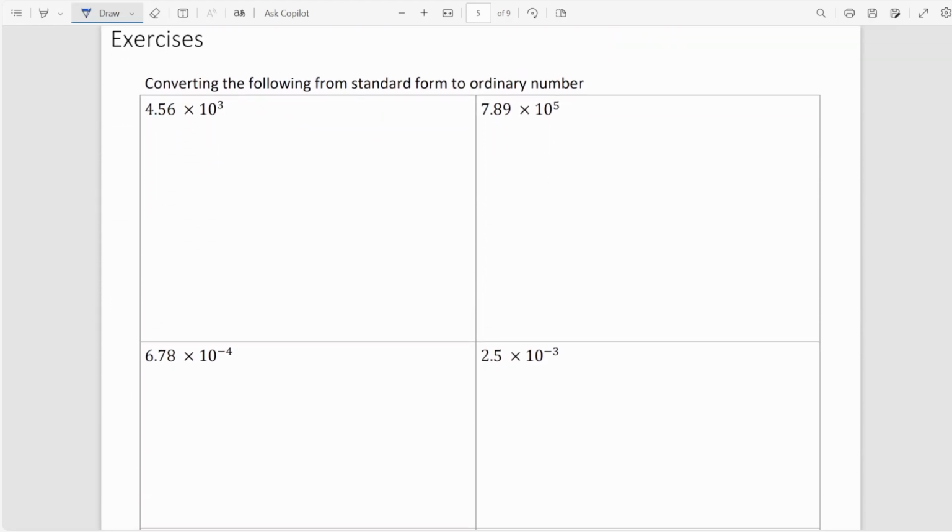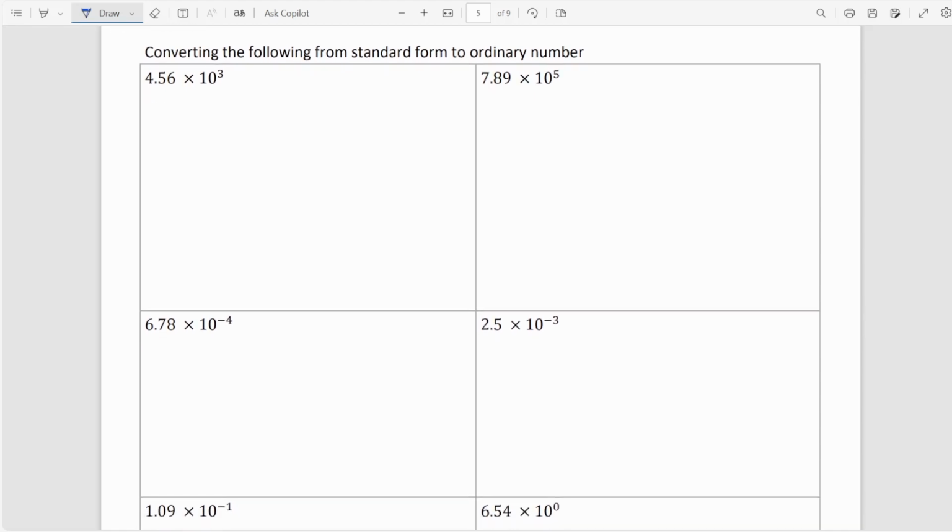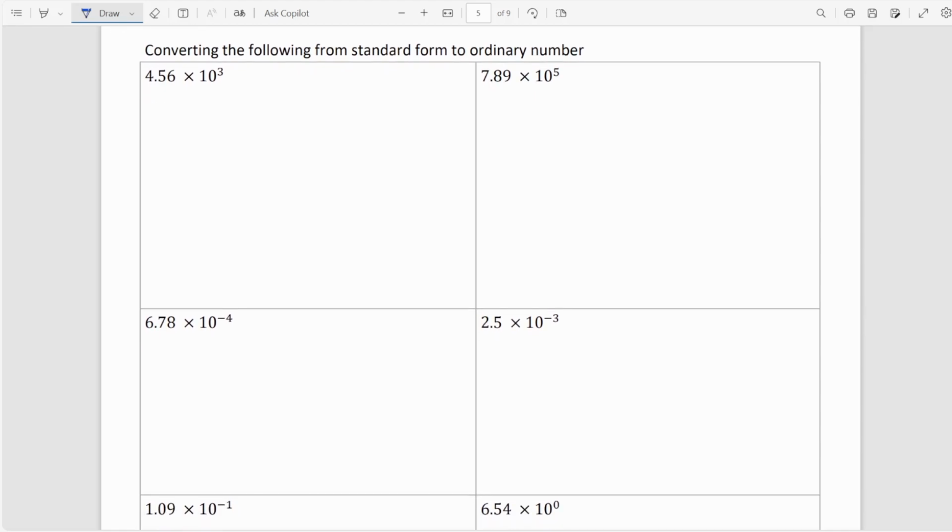Now you should convert the following from standard to ordinary. Again, pause the video, try to do it on your own. All right, so we have 4.56 multiplied by 10 to the power of 3. I'm going to write it without this so we can have more space. So we have 4.56. I will move to the right by 1, 2, and 3, and I will put a 0 right here.